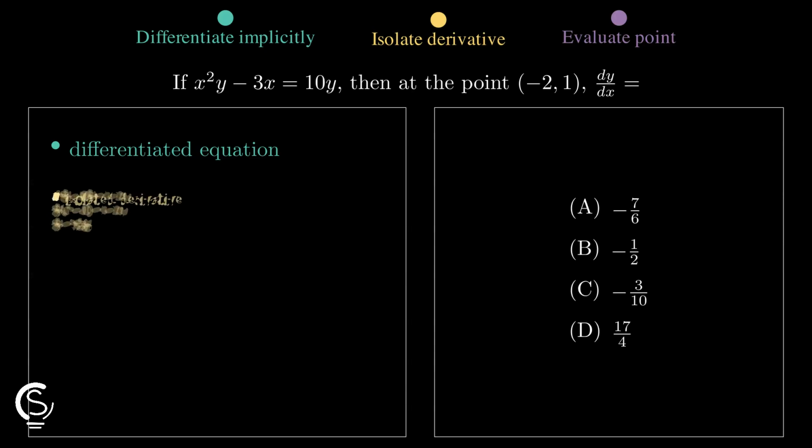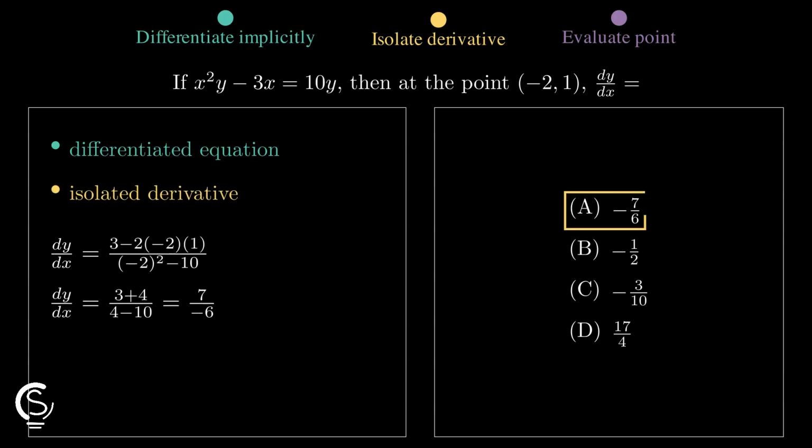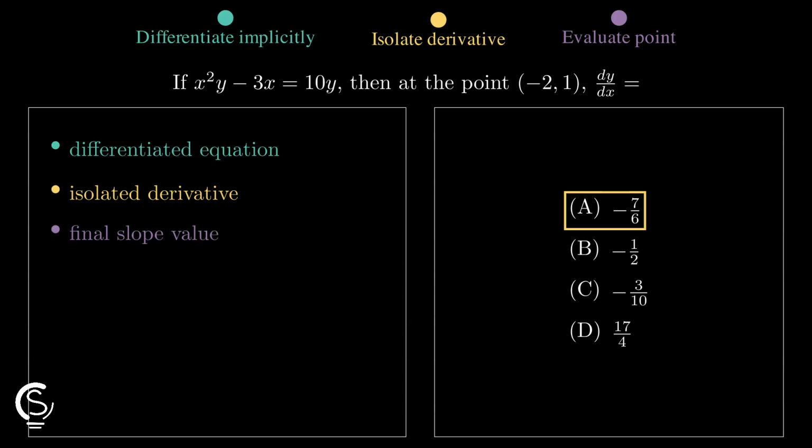Finally, plug in -2 for x and 1 for y. Simplify the arithmetic carefully to find the final slope value. That makes option A our clear final winner.